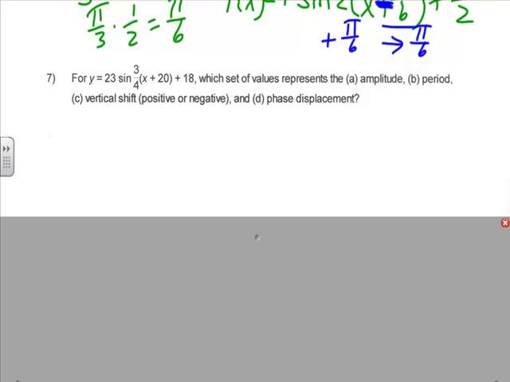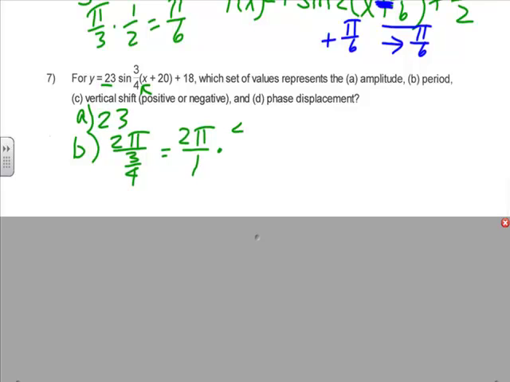Okay, so let's start with the easy place. Hopefully we all like amplitude because it's pretty straightforward. It's sitting right there and I just grab it. Okay, the period. So, remember, this is the b, this 3/4, so the period then is going to be 2 pi over 3/4, which is equal to 2 pi over 1, times 4 over 3. So it is 8 pi over 3.